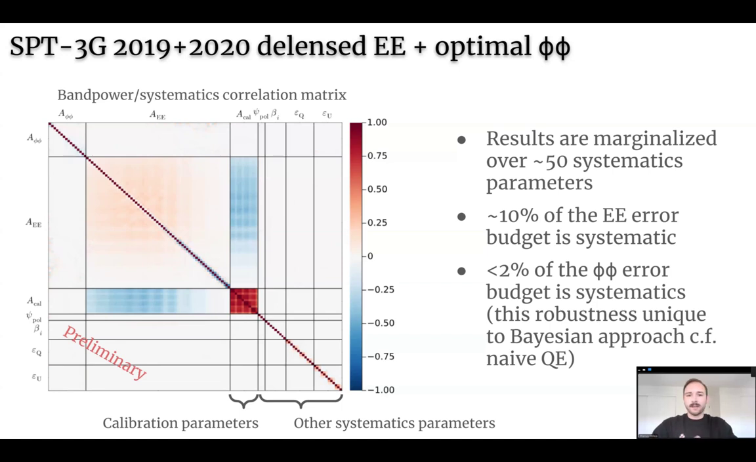But in 5.5, actually, only about 2% of the error budget is systematic. You can see that here because this cross correlation between systematics and 5.5 band powers is almost 0. And this robustness is kind of unique to doing this in the Bayesian way, as opposed to doing the naive quadratic estimator, which doesn't propagate things in quite the same way without more work, and ends up leaving you more sensitive to systematics than you really are.